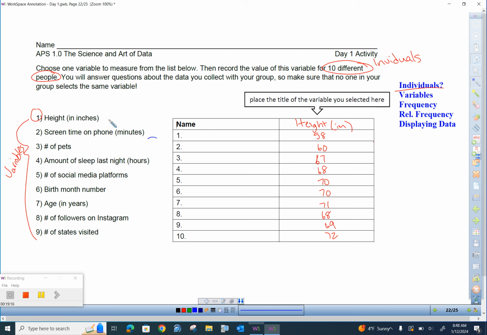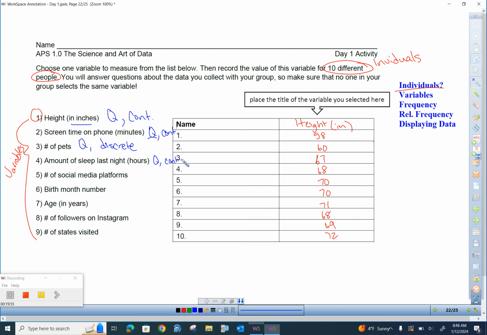So this first one, height in inches, that one is a quantitative variable. And because it's quantitative, it can be discrete or continuous. This is a measurement, so it is continuous. Okay, screen time, the amount of time you're on your phone, that is again quantitative and continuous, because it's a measurement of how long you were there. Number of pets is quantitative, but it is discrete because you are counting how many pets you have. Amount of sleep lasted out in hours, also quantitative, but continuous.